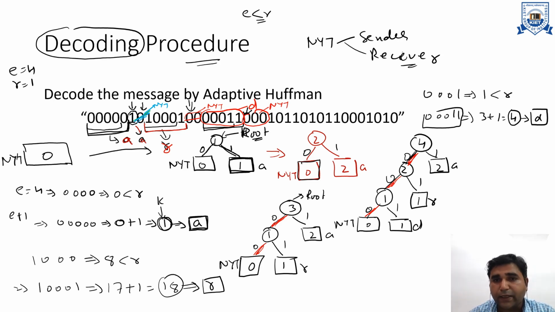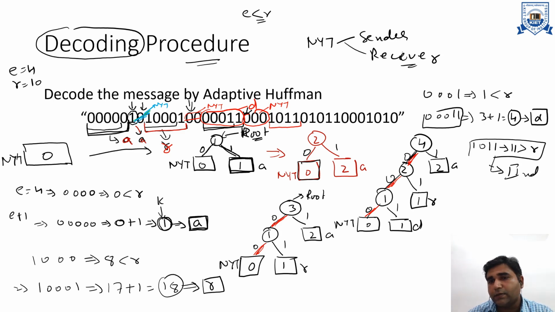Okay, when there is an NYT, what do we have to do? We have to again consider the e bits, that is the 4 bits. So the next 4 bits are 1011. So 1011 stands for 11 in decimal representation, and it is greater than r, because the value of r is 10, so it satisfies the second condition.